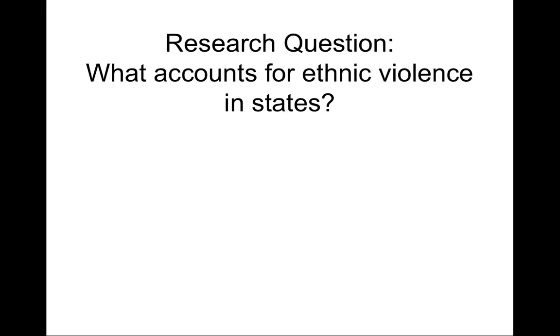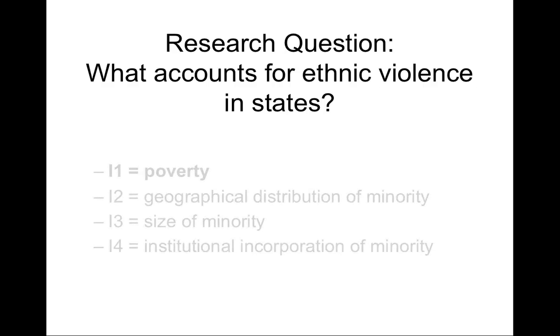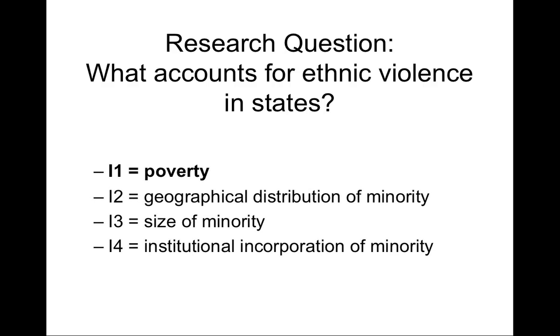And the argument, because there has to be an argument behind it, is that a lack of resources among one group compared to another leads to clashes between the haves and the have-nots. The haves tend to be the rulers of one ethnic group, and the have-nots tend to be those of another. So this is why I think poverty accounts for ethnic violence. But I've gone through the literature, and I've found arguments that say other things. So the second independent variable, I2, that I'm going to write down here, is geographical distribution of the minority.